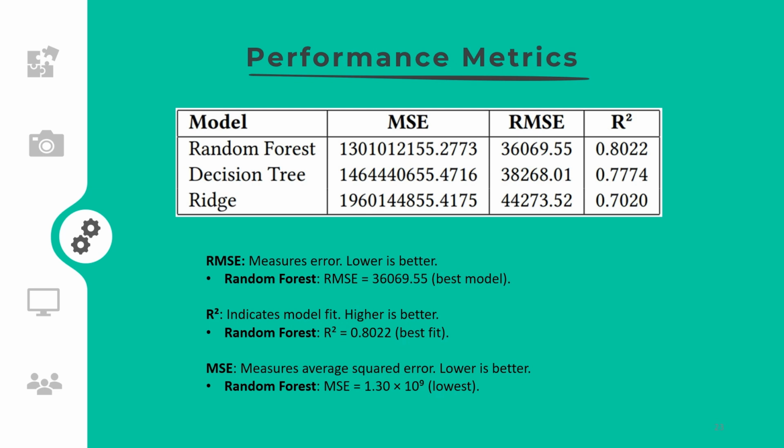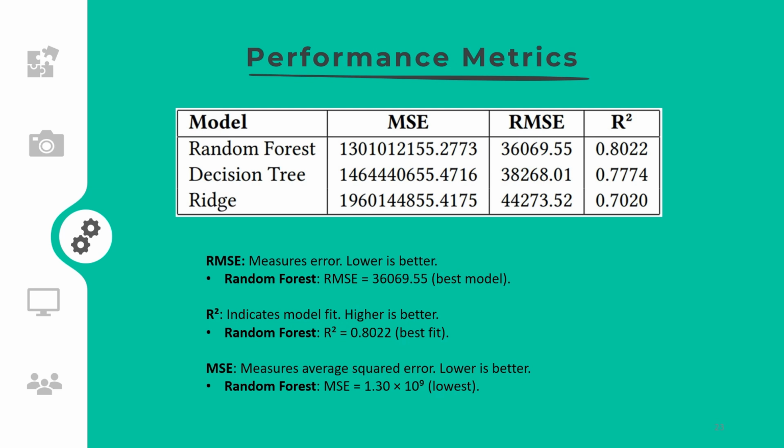The three metrics that we have used to measure the performance are RMSE, R-squared and MSE. RMSE measures the average difference between the predicted and the actual house prices. A lower RMSE means that the model performs better. So in our case, we can see the different RMSE values, and out of all three models, the random forest got the lowest RMSE value. So according to the RMSE, it is our best model.